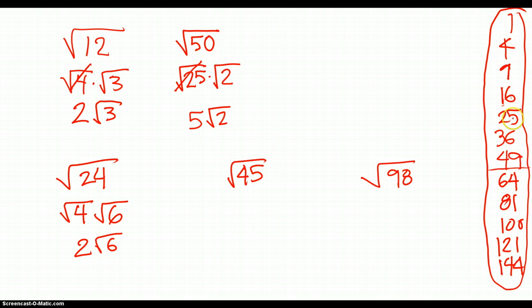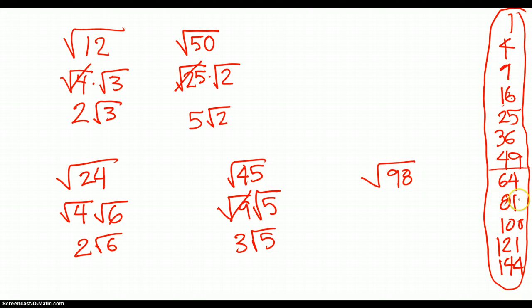Over here, I'm going to start as close as I can. 36 doesn't go in, 25 doesn't, 16 doesn't, but 9 does. This is 9 times 5. Square root of 9 is 3. Can't do anything with 5.